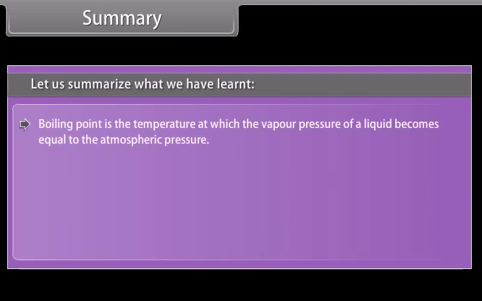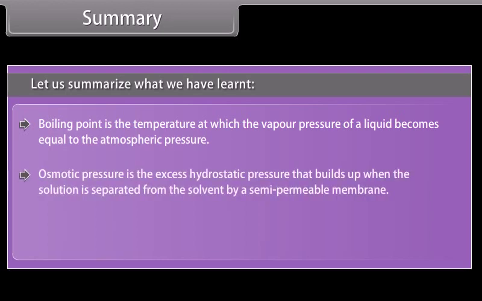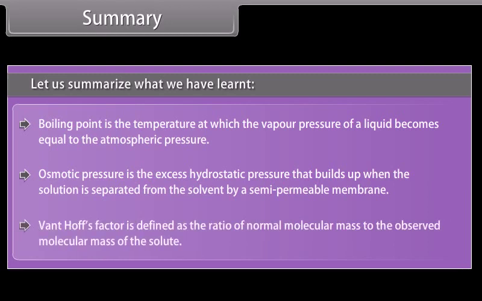Boiling point is the temperature at which the vapor pressure of a liquid becomes equal to the atmospheric pressure. Osmotic pressure is the excess hydrostatic pressure that builds up when the solution is separated from the solvent by a semi-permeable membrane. Van't Hoff factor is defined as the ratio of normal molecular mass to the observed molecular mass of the solute.